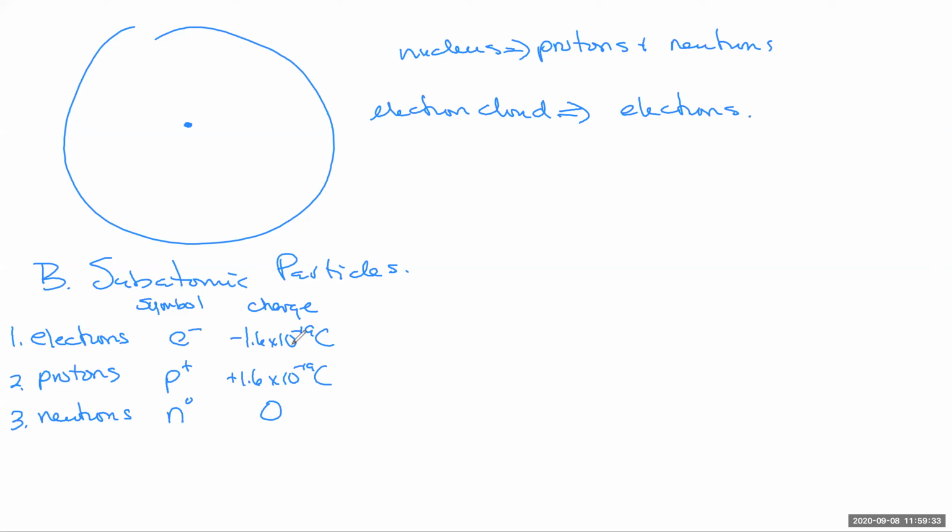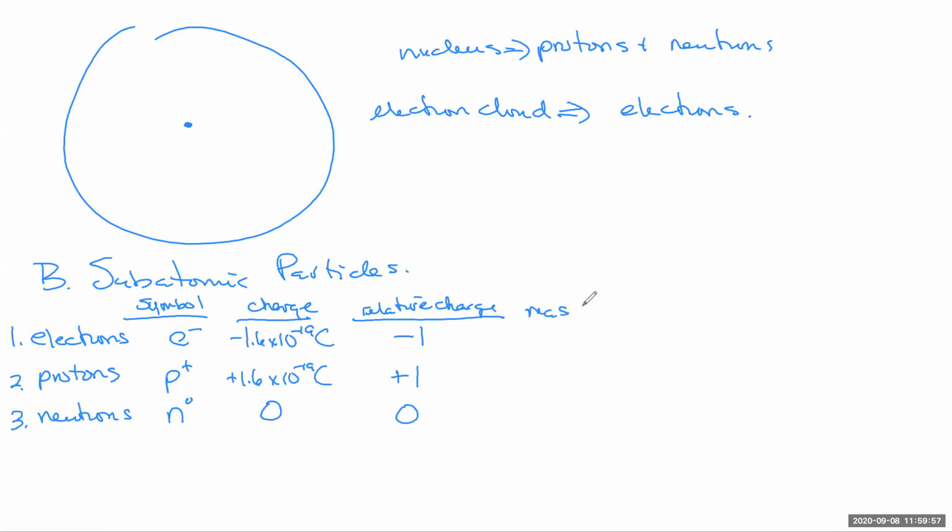People don't really like using this number of coulombs. So what we typically use is what's called a relative charge. And in a relative charge, the electron is as negative as the proton is positive. So we typically say an electron has a charge of -1 and a proton has a charge of +1. That's not really their charge, that is their relative charge.